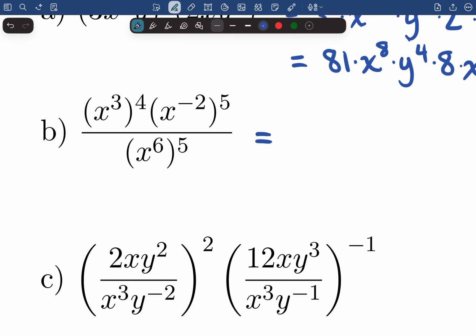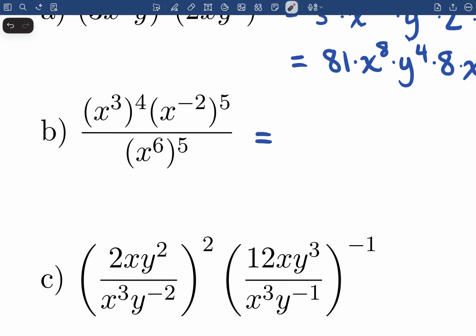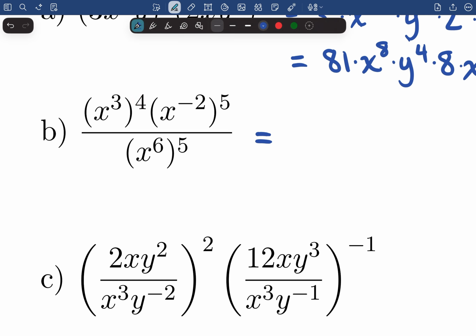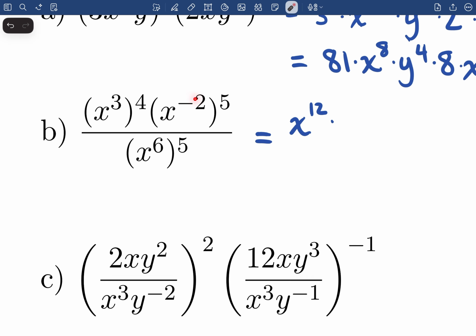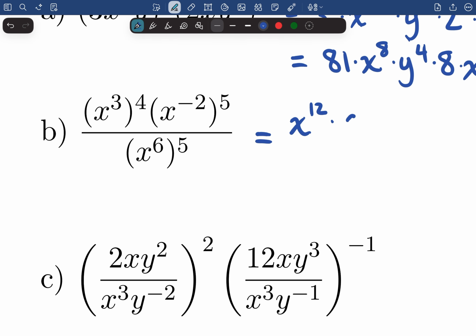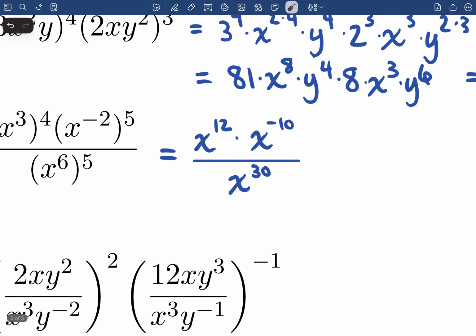Okay, so if I see this, I might start to clean things up by applying the power rule. So I'll take x to the 3 times 4. Okay, so I'm going to multiply those exponents together to get x to the 12th. And then I'll multiply x to the negative 2 times 5, and that gives me x to the negative 10 power. And then I divide by x to the 6 times 5, which is x to the 30th. And so I've applied the power rule, and now I start to maybe apply the product rule to the top.